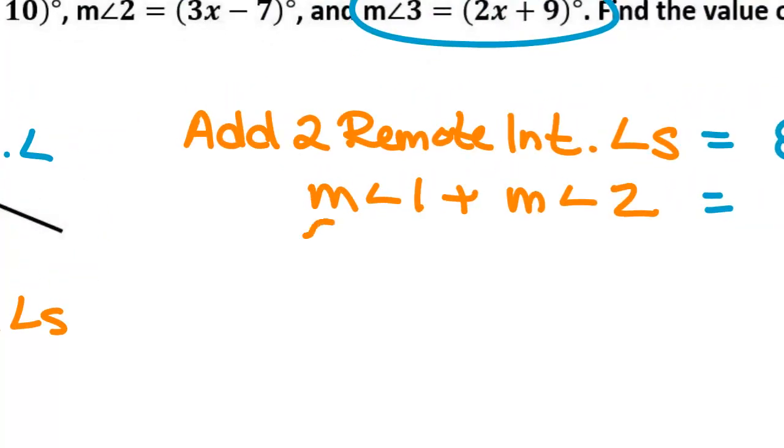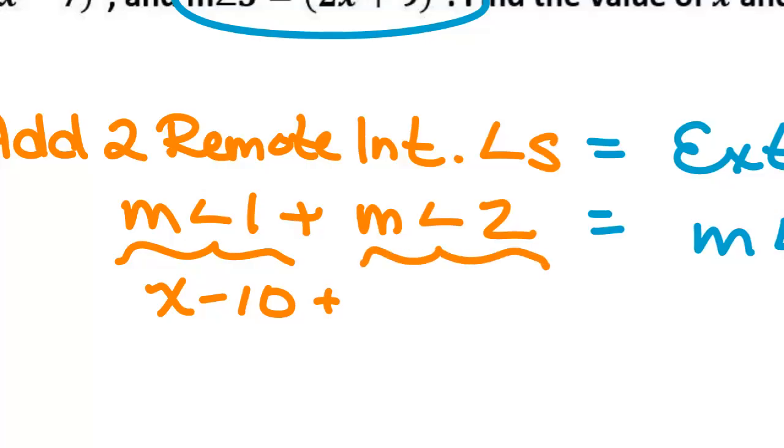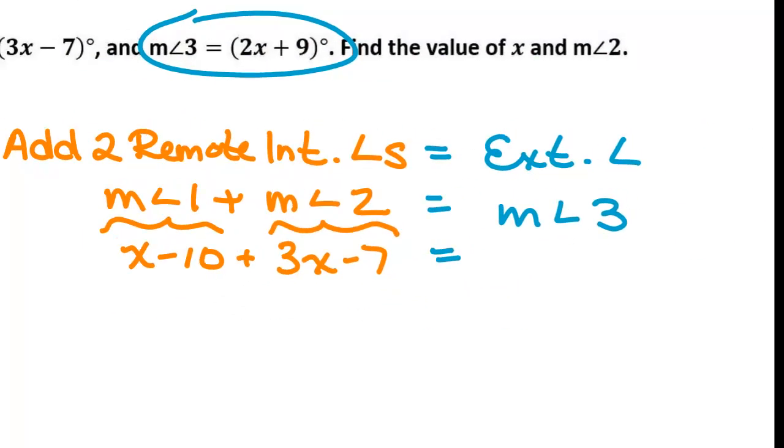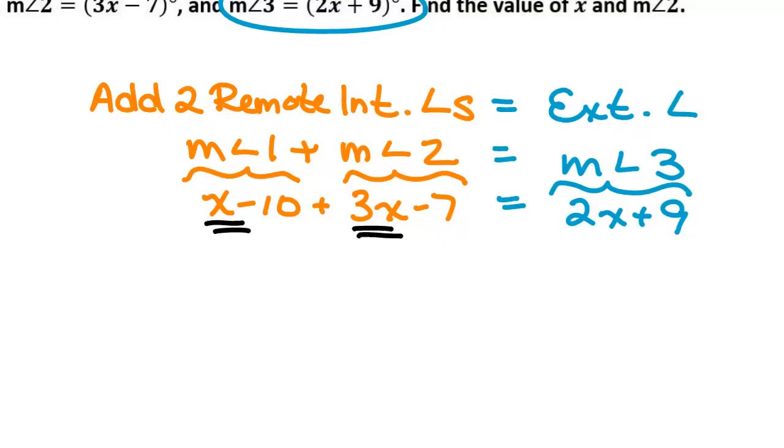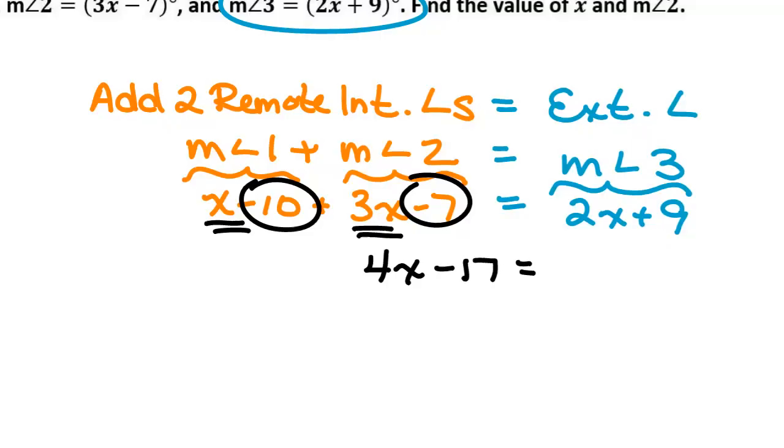So in the place of angle 1, we're going to replace that with x minus 10. In the place of angle 2, we're going to replace that with 3x minus 7. And in the place of angle 3, we're going to put 2x plus 9. So now we need to combine our like terms together. So I'm going to combine x and 3x. That'll give me what? 4x. And then we combine our constants, -10 and -7. -17, so 4x minus 17 equals 2x plus 9.